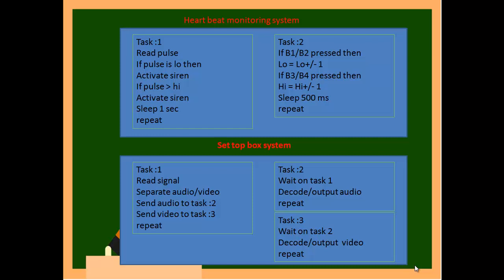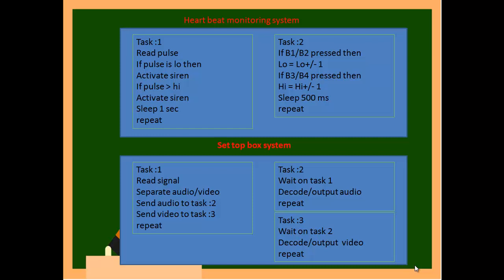This is one. And the second one is, if B1 or B2 is pressed, then LO is equal to LO minus, all these are calculations. This is the next step, and based upon this it will say what its current reading is. So heartbeat monitoring is not only displaying the heartbeat, it is also doing some other tasks. So these tasks are different.